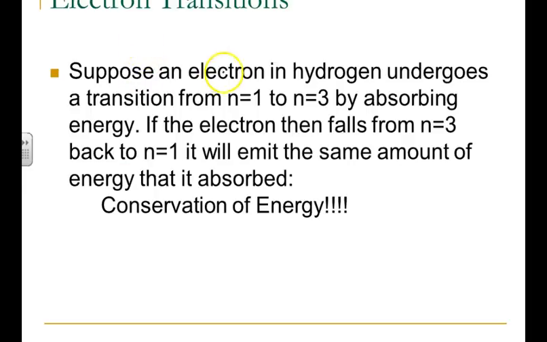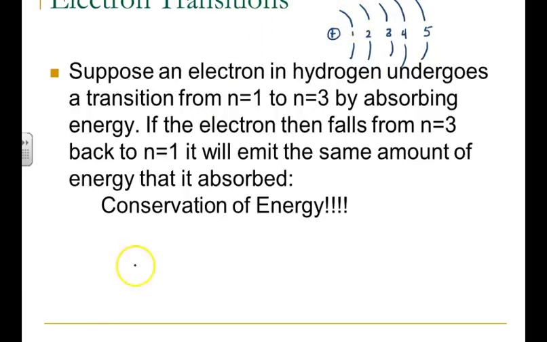So suppose we have an electron in hydrogen and it undergoes a transition. It goes from 1 to 3. So if I've got my nucleus here and then I've got energy level 1, energy level 2, I'm just going to draw partial circles here because of space. Energy level 3, energy level 4, energy level 5, and so forth. This actually goes as high as energy level 7.